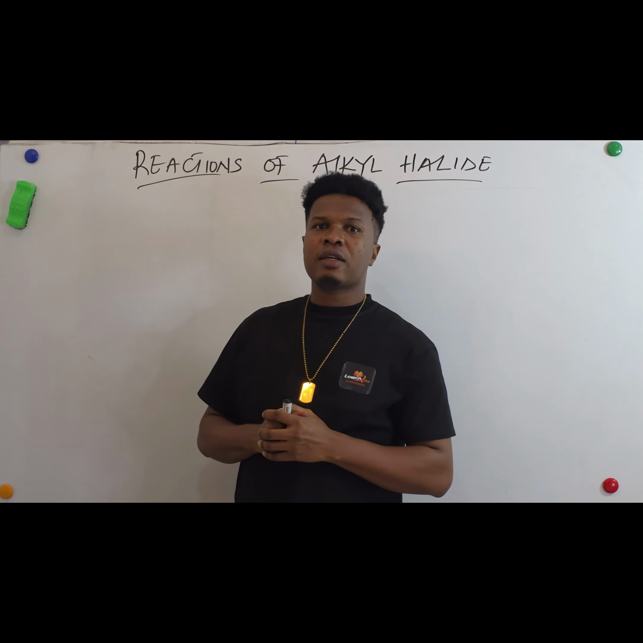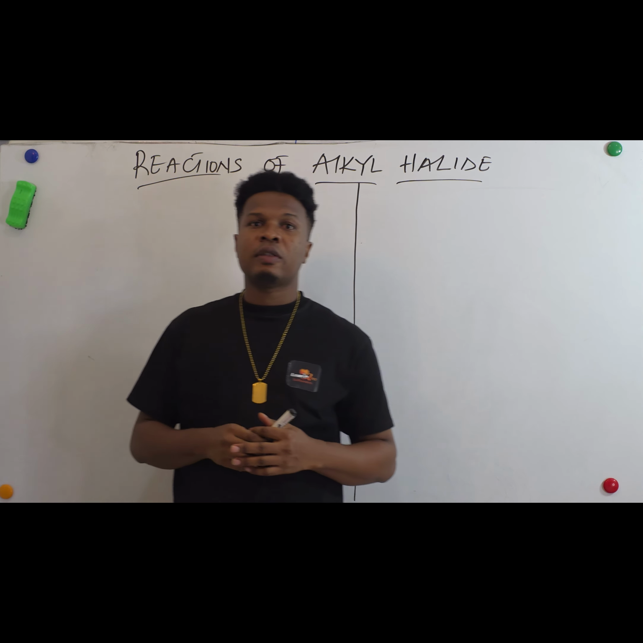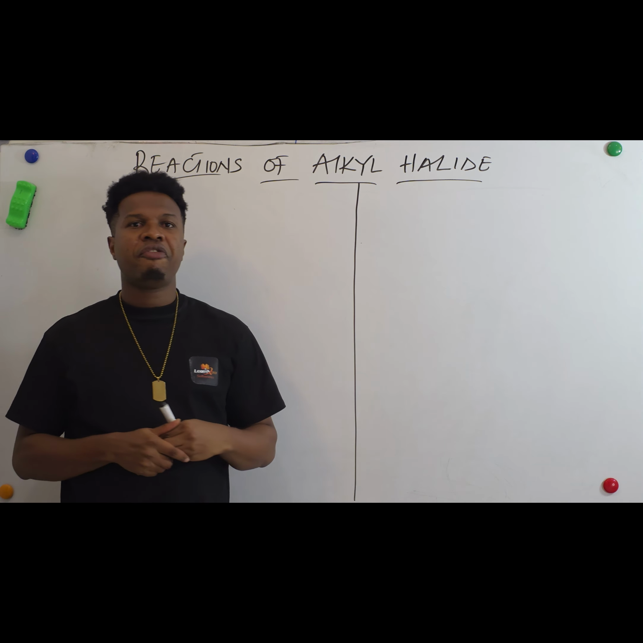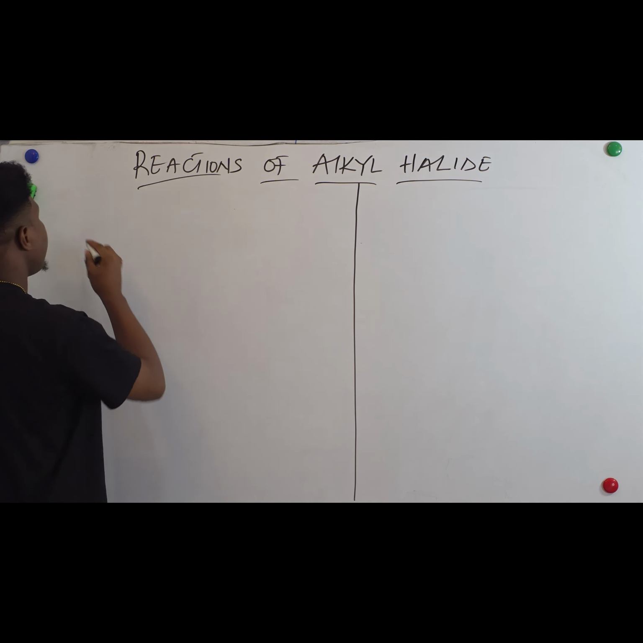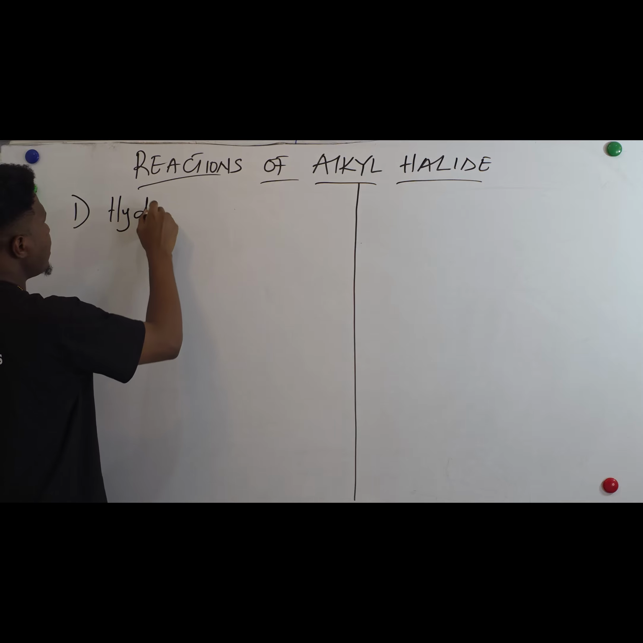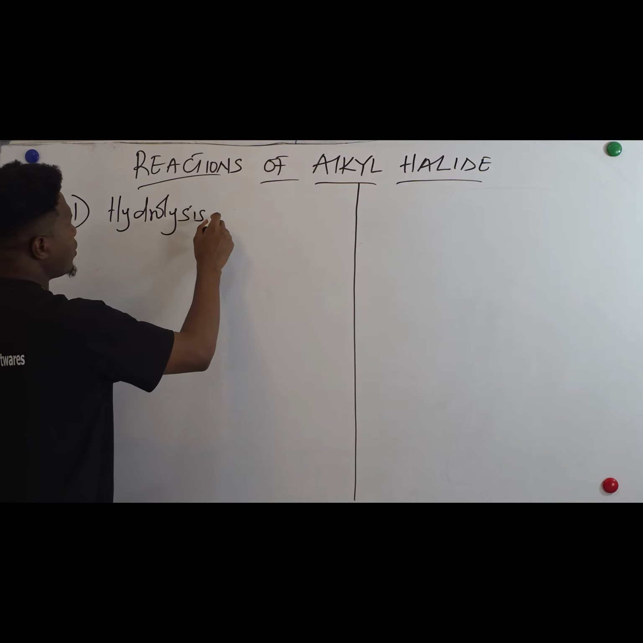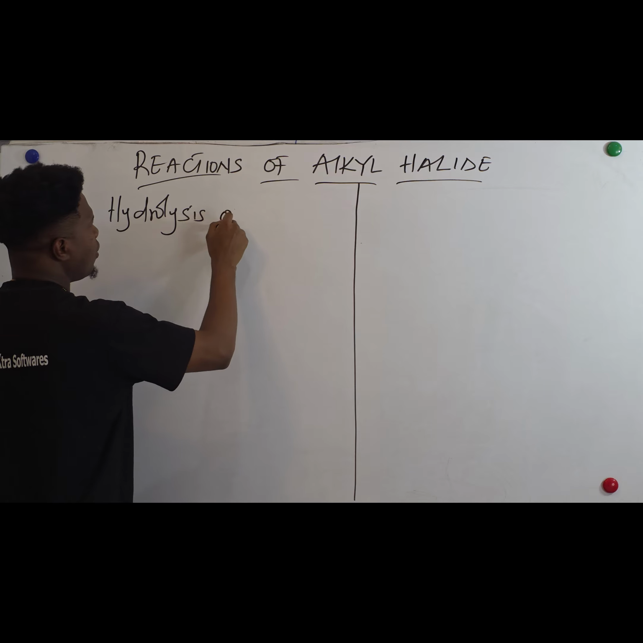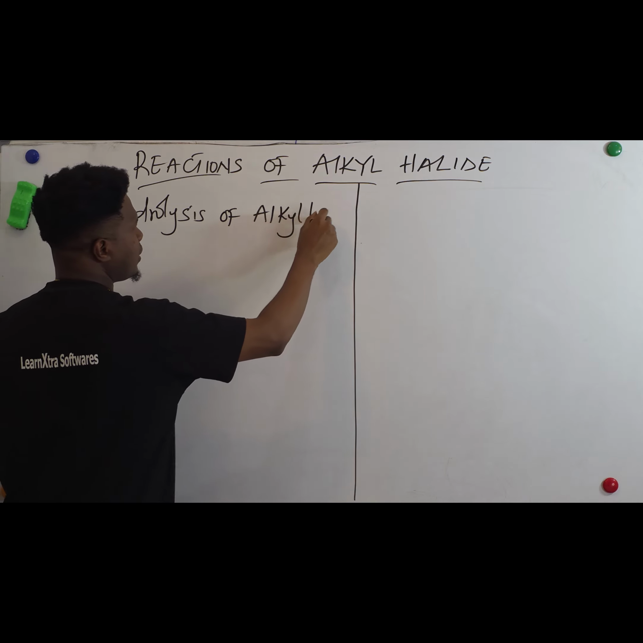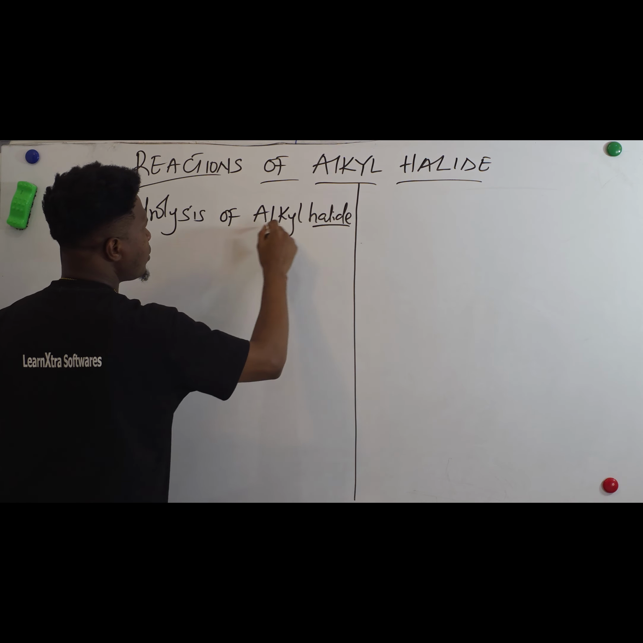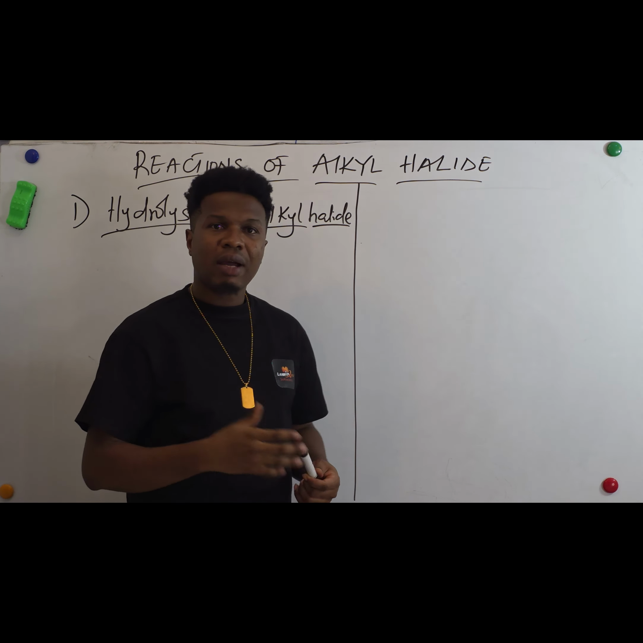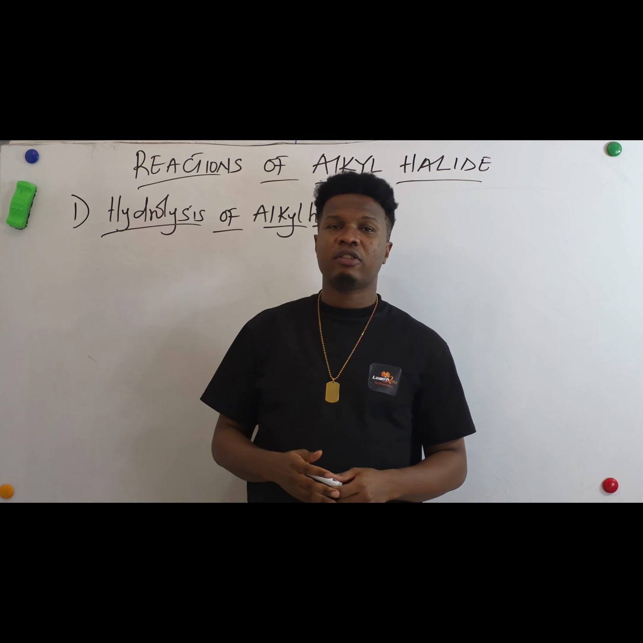Looking at the chemical properties of alkyl halides or haloalkanes. That's talking about the reactions, okay? Now, the first chemical property we'll talk about is hydrolysis of alkyl halide. In the hydrolysis of alkyl halide, we can hydrolyze it using either water, an alkali, or silver hydroxide.